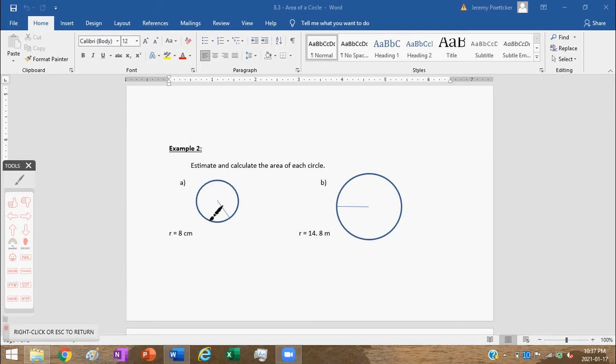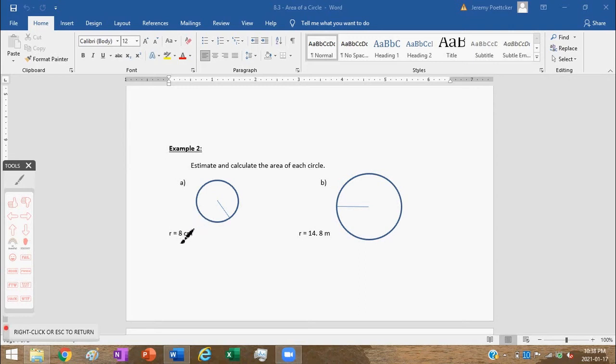So if I take a peek at this first one, well, in this case here, I look at this and go, you know what? I can actually do 8 times 8 times 3 in my head. So if we're going to estimate this one here, area is equal to pi r squared. Well, 3 times 8 is 24, and 24 times 8, that's a hard one for me to do, but if I go 8 times 8, that is 64 times 3. That's a little bit easier. That should be 192.